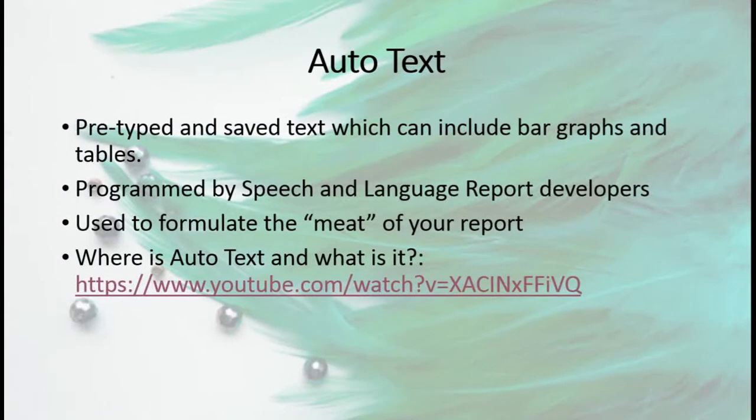Auto text. Auto text is pre-typed and saved text which can include bar graphs and tables. Auto text is pre-programmed by the Speech and Language Report developers. It's used to formulate the meat of your report. At this point in my PowerPoint presentation, I would stop and go through this YouTube video tutorial to introduce what auto text looks like. If you'd like, you can take a pause here and go watch this video on my YouTube channel.